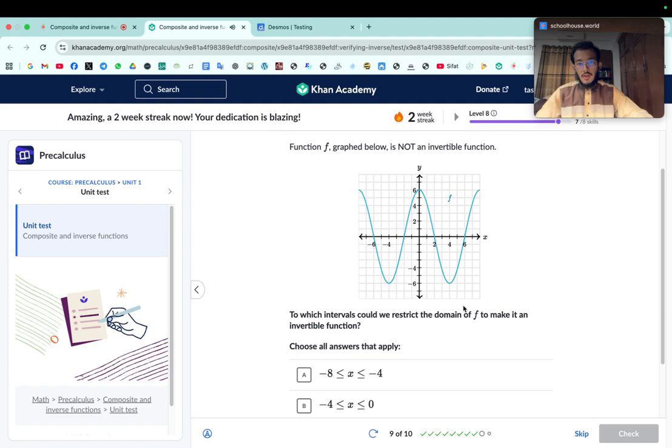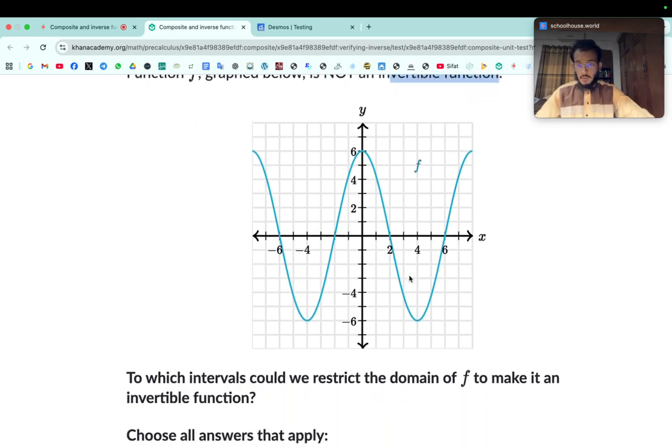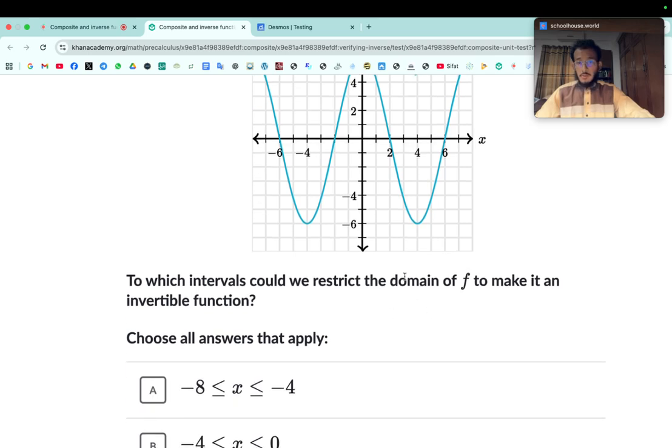All right, function f graphed below is not an invertible function because it's not a one-to-one relation. To which intervals could we restrict the domain of f to make it an invertible function?